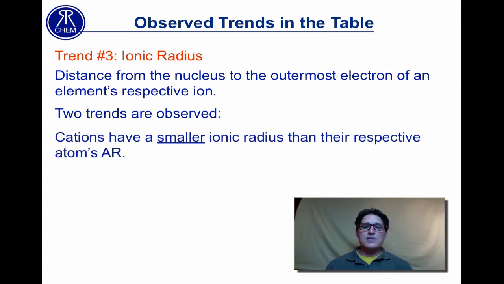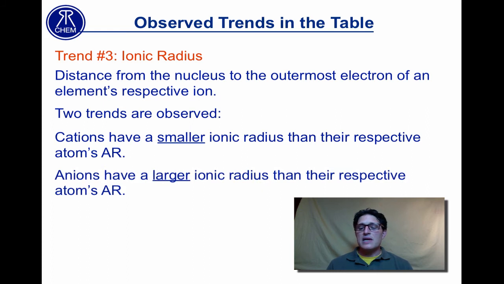So there are two trends, and this should be self-evident. A cation, that is a positive ion, would have a smaller ionic radius than its respective atom's atomic radius. So what does that mean? Let's say we have sodium, for example. Sodium has 11 electrons, 11 protons. If we remove one of the electrons, we have one more proton than we have electrons, which means that the 11 protons can exert a larger nuclear attraction for the 10 electrons, and all of those electrons are pulled closer to the nucleus, creating a smaller radius.